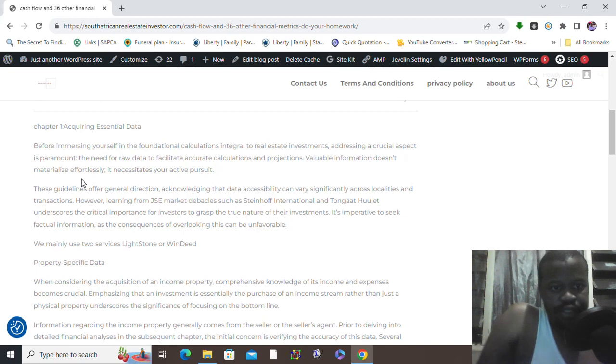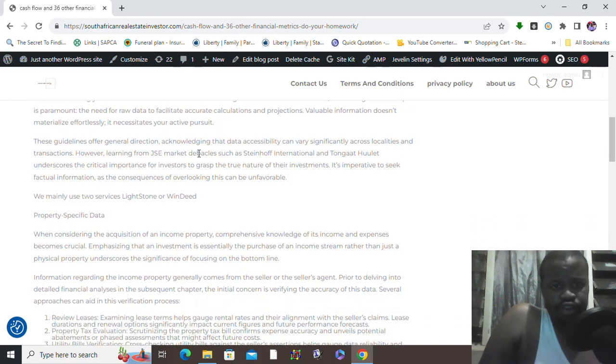Before immersing yourself in the foundational calculations integral to real estate investments, addressing a crucial aspect is paramount: the need for raw data to facilitate accurate calculations and projections. Valuable information doesn't materialize effortlessly. It necessitates your active pursuit. These guidelines offer general direction, acknowledging that data accessibility can vary significantly across localities and transactions.